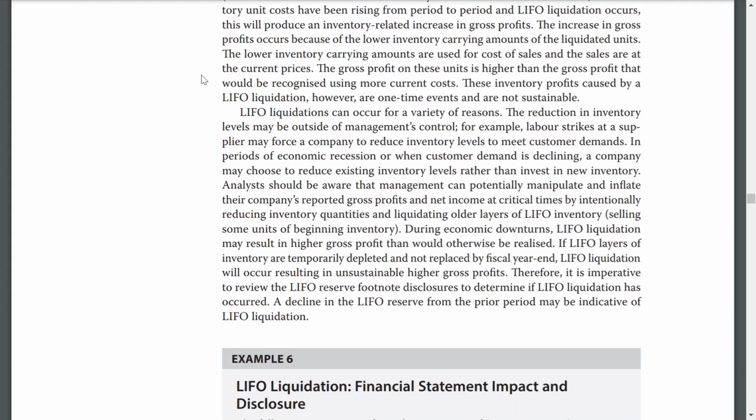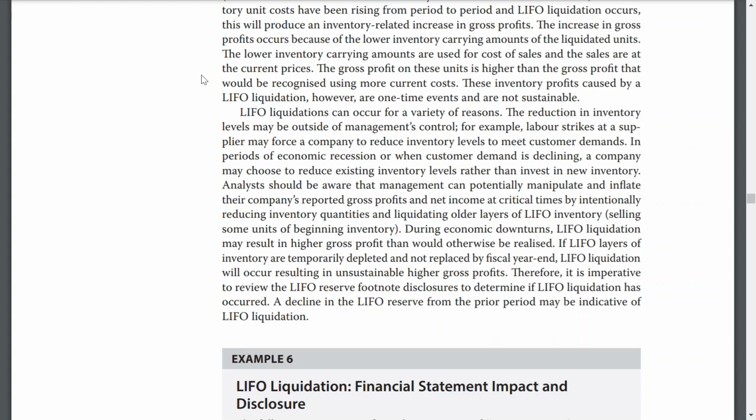The reduction of inventory levels may be outside of management's control. For example, labor strikes and supplier problems may force a company to reduce inventory levels to meet customer demands in periods of economic recession. When customer demand is declining, a company may choose to reduce existing inventory levels rather than invest in new inventory.